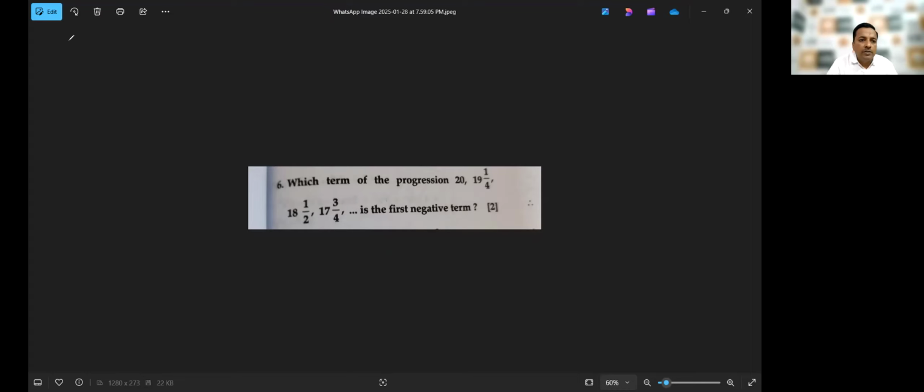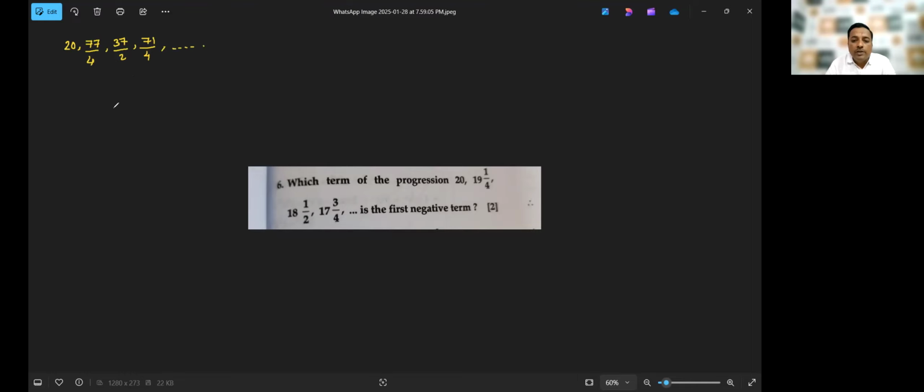So the terms: the first is 20. Then 19¼ means 19 fours are 76 and 1, 77 by 4. Then 18½ means 36 and 37 by 2. Then 17¾: 17 fours are 68 and 3, 71 by 4. OK, and so on.